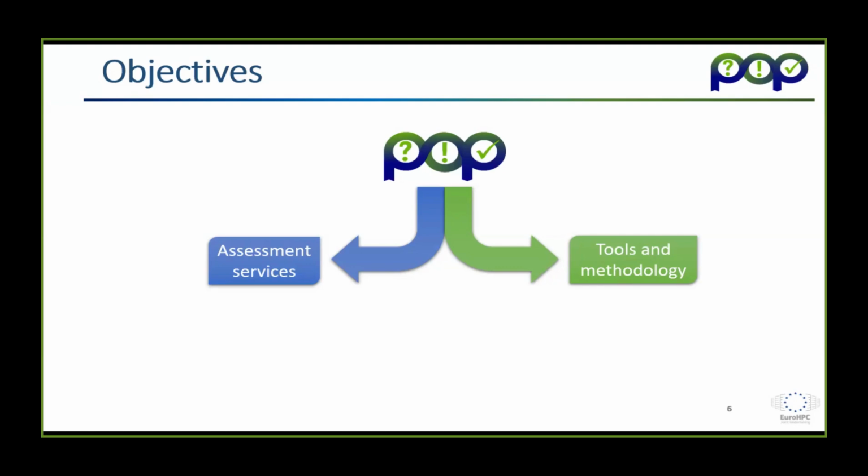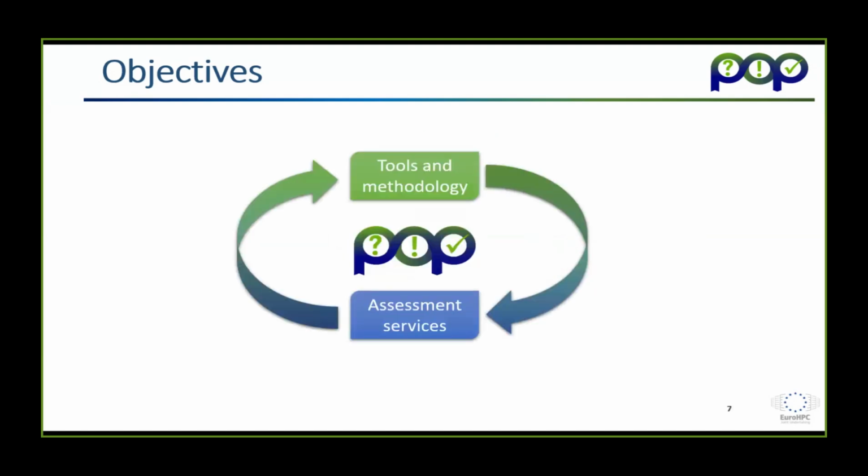But instead of seeing the objectives as two different things, we need to think of them as objectives that fit each other. So we need the tools and methodology to provide our services, and from the feedback of these services, we improve the tools and methodology. And this is a wheel that keeps moving for the whole duration of the project. So we have everything inside the project.